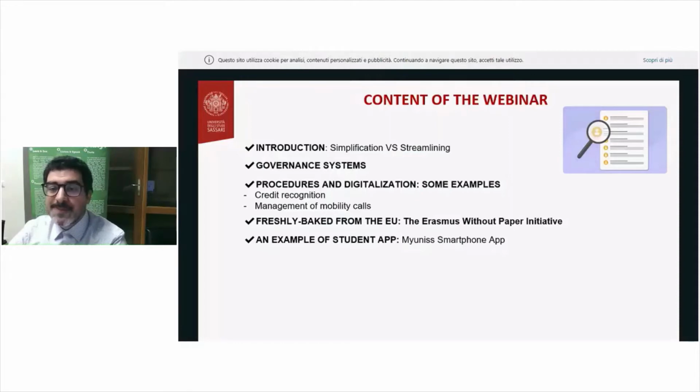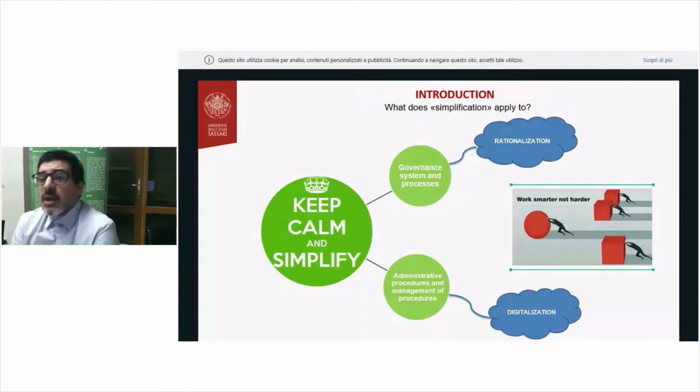Okay, so let's start with the first part. My task was to explore the idea of simplification, and so I wondered, what does simplification apply to? In our context, I would say that there are two levels where simplification may be applied. One is the governance systems and the processes governing the universities, and the other is the administrative set of procedures and the management of those procedures. So we have two levels of implementation. One is connected to the rationalization of the efforts that we put into our work on a daily basis, and the other is the digitalization.